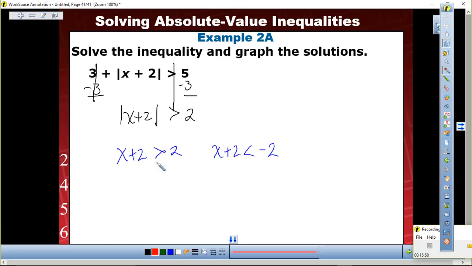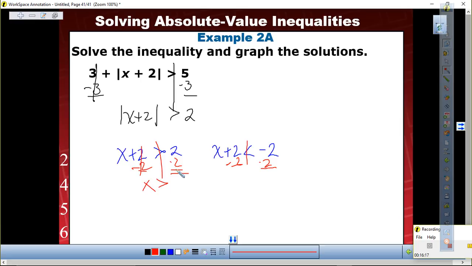What do I do from there? Subtraction on both sides? On both. And then x is more than negative... x is more than... It's 4. Okay. And then x is less than negative... Thank you. Pass someone.